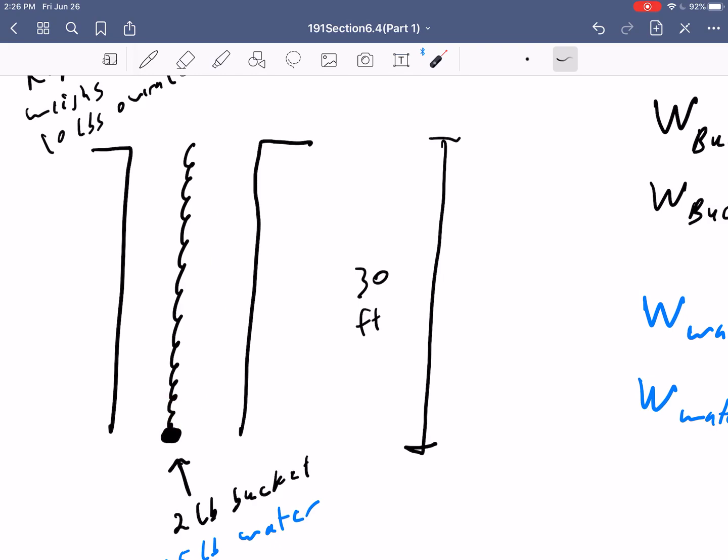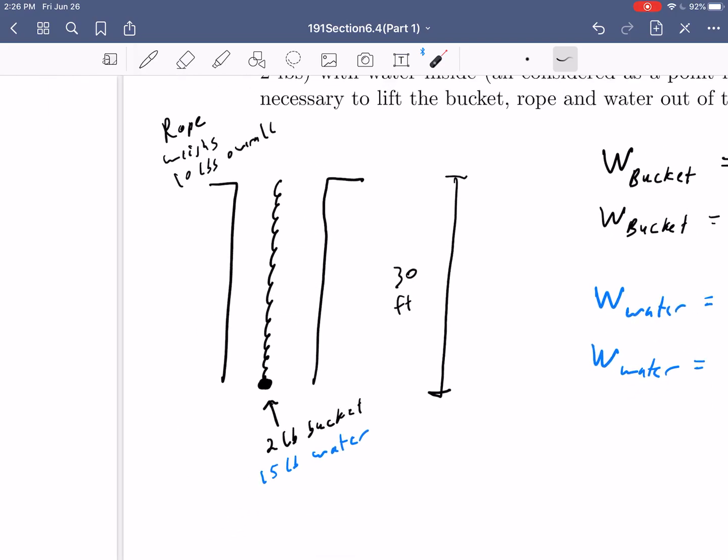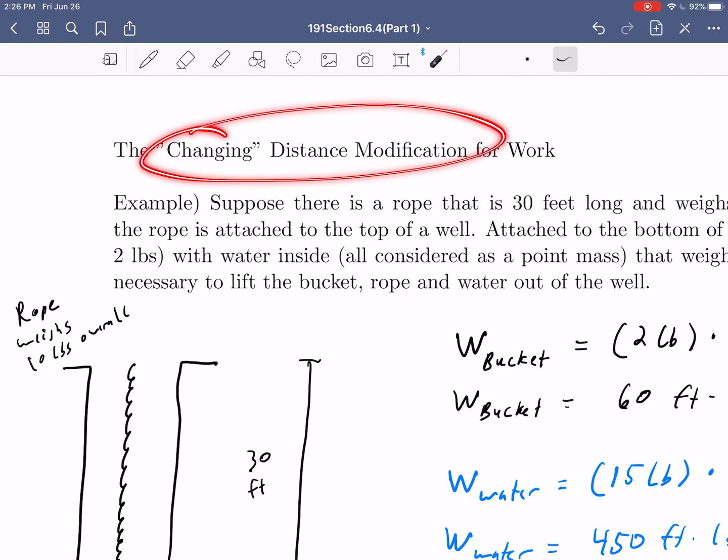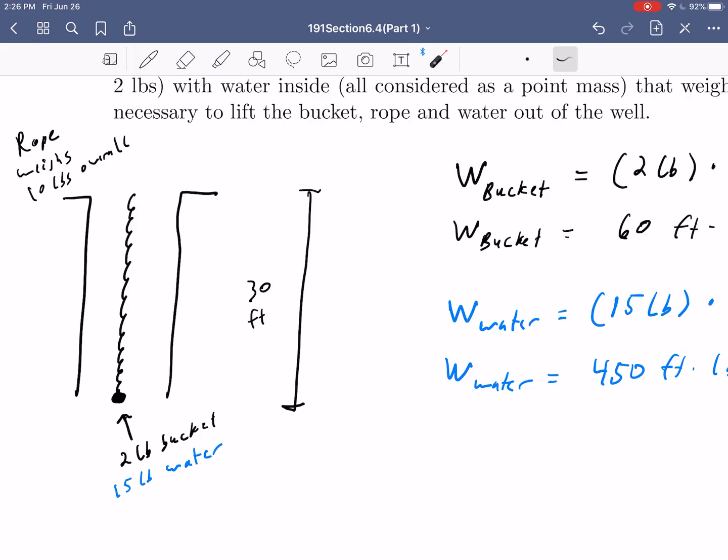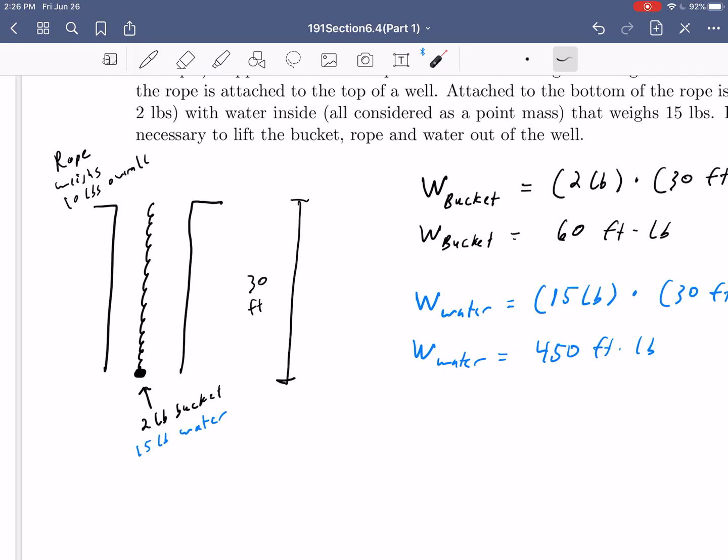So in other words, what that means is that each piece of the rope needs to travel a different distance. Pieces at the bottom need to travel almost the full 30 feet, whereas pieces at the top barely need to travel at all. This is why I'm referencing this as the changing distance. Certain parts of the rope have a different distance to travel than others. So let's see how we can analyze that.